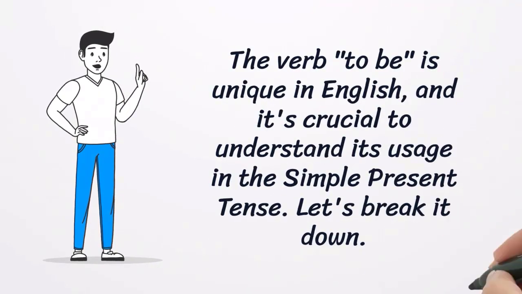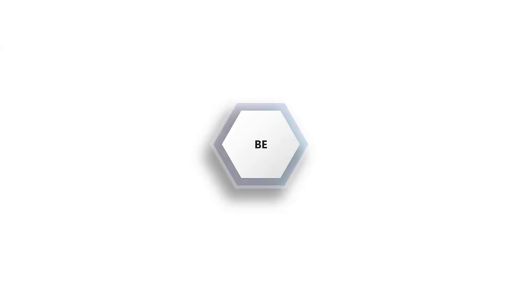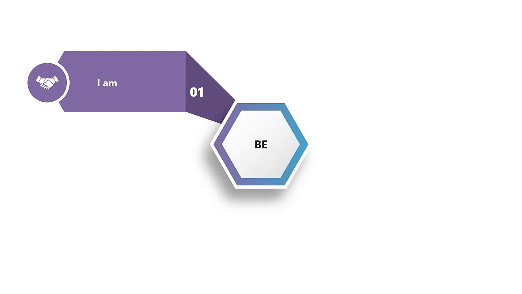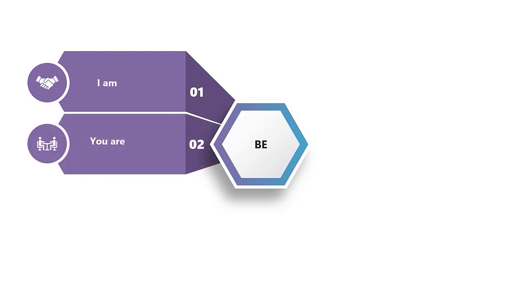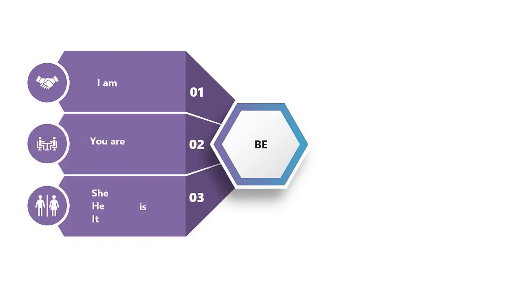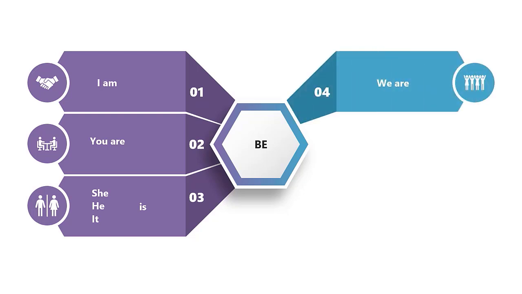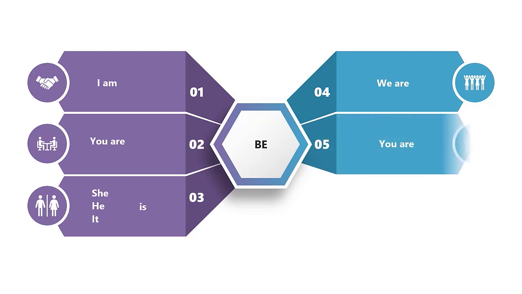The verb to be is unique in English, and it's crucial to understand its usage in the simple present tense. Let's break it down. I am. You are. He, she, it is. We are. You are. They are.